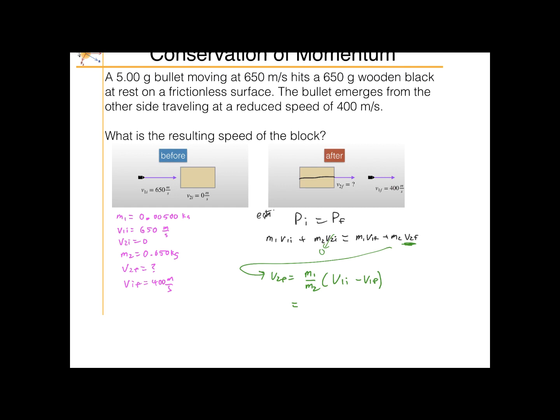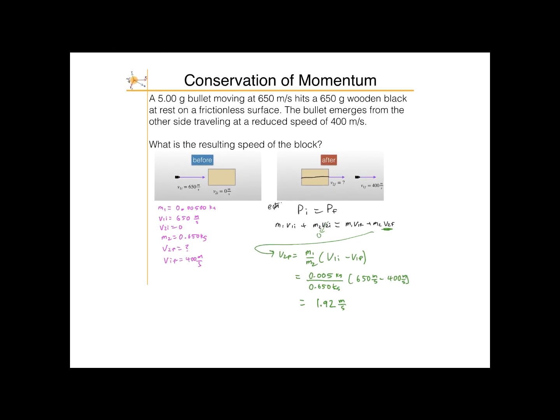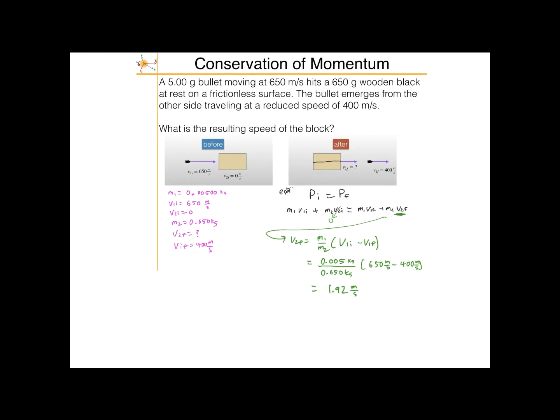I'll plug in some numbers here. M1 is the mass of the bullet, 0.005, divided by 0.650 kilograms, times the initial speed minus the final speed, so 650 meters per second minus 400 meters per second. When I plug everything in, I get 1.92 meters per second. So after the bullet has gone through the block, the block is moving at about 2 meters per second.